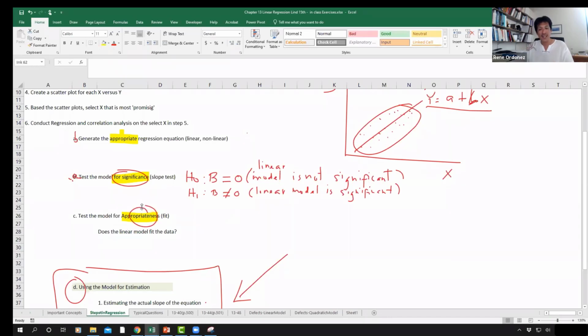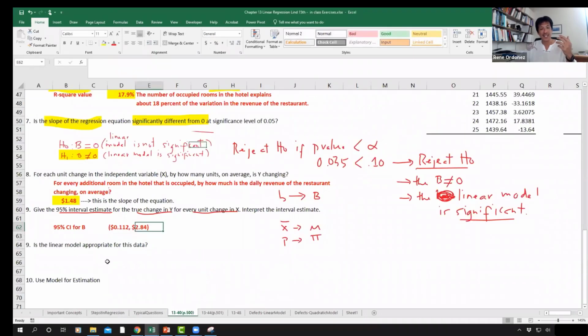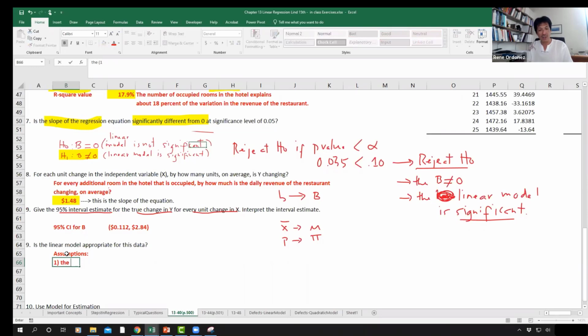For this, we will be using what is known as the analysis of residuals. Okay? Analysis of residuals. Let me move this down. Okay. So in the analysis of residuals, we make three assumptions that we'll be testing. Assumption number one is that the error terms are normally distributed.